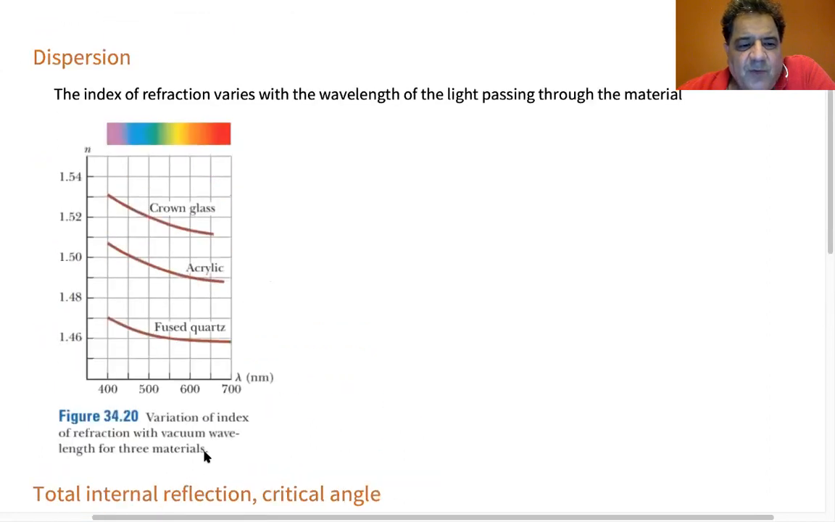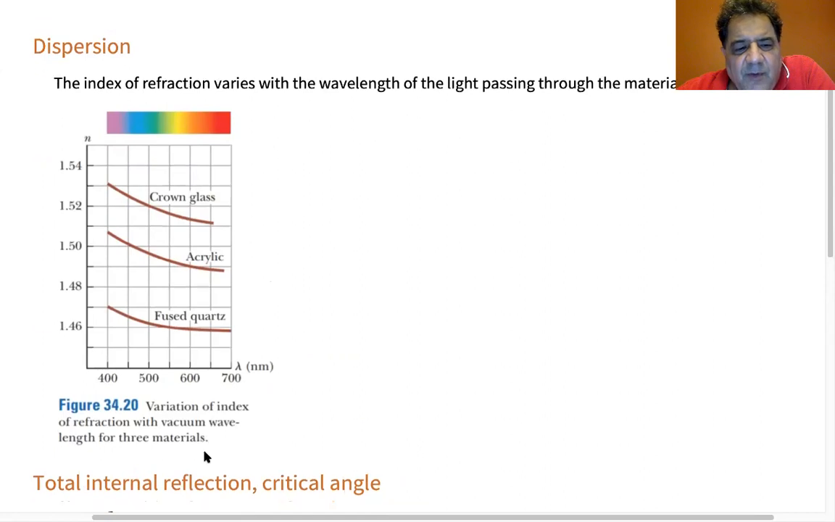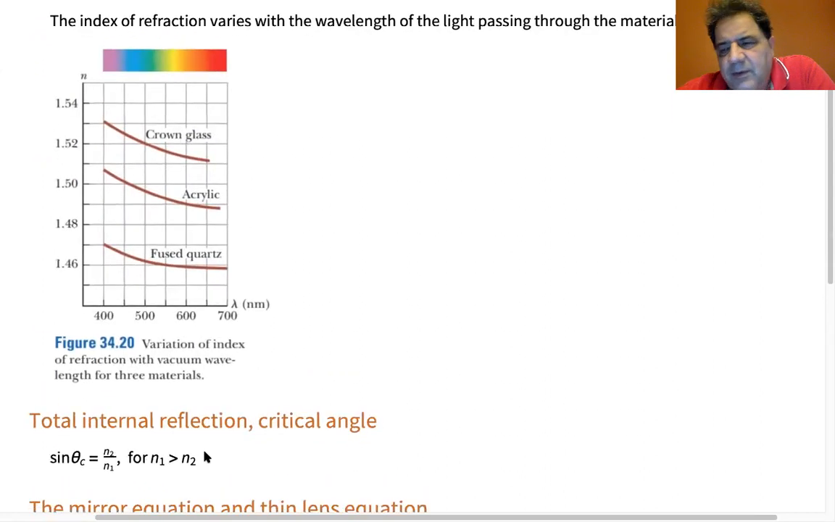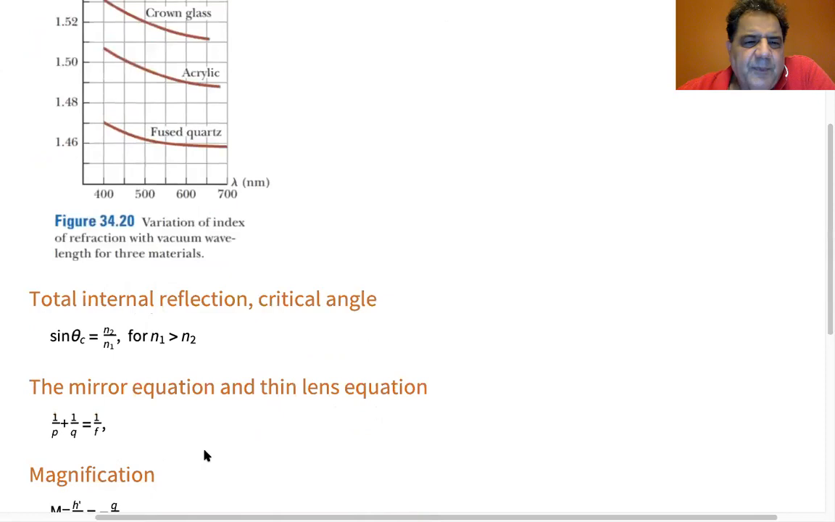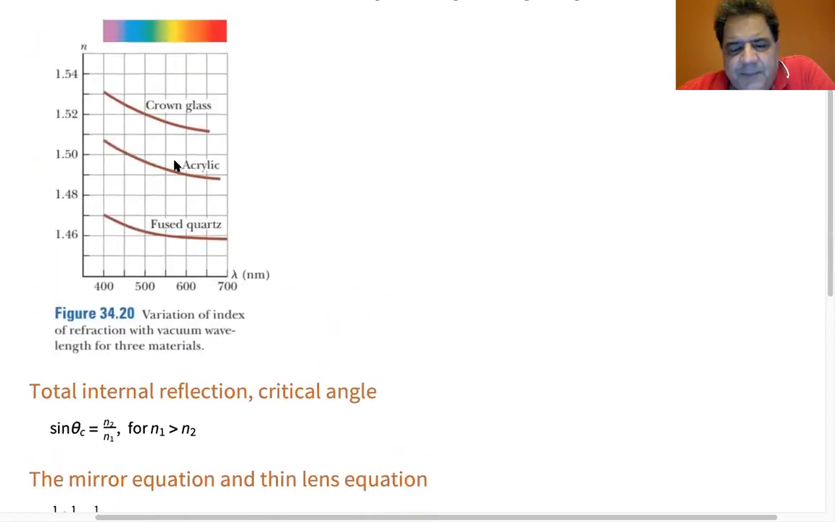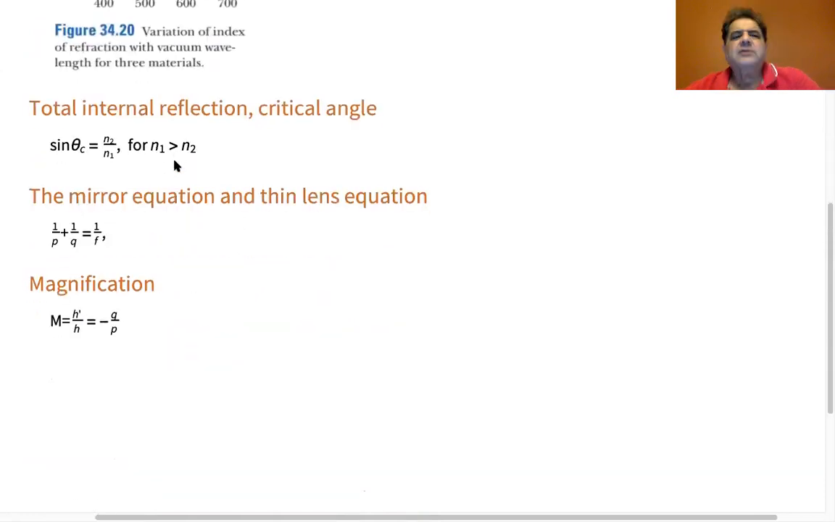So the index of refraction varies for different media. Okay, total internal reflection: the critical angle, sine theta C, is equal to N2 divided by N1, where N1 is greater than N2. This is the critical angle, which is what we use in fiber optics.